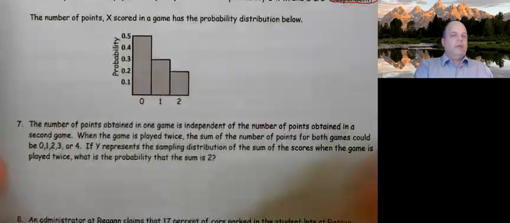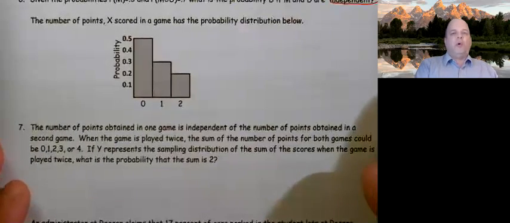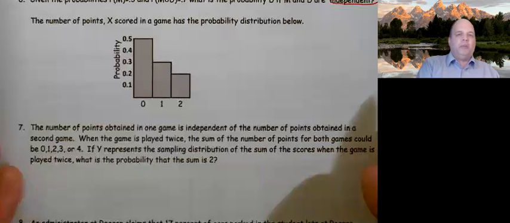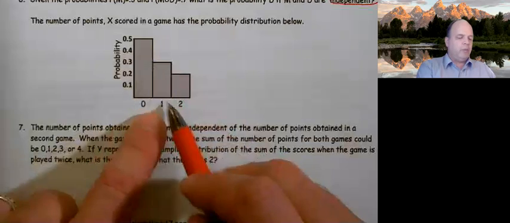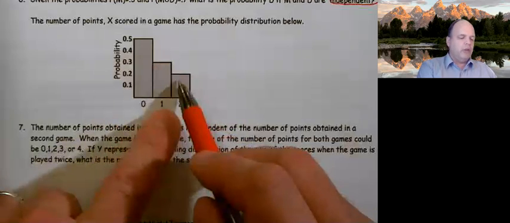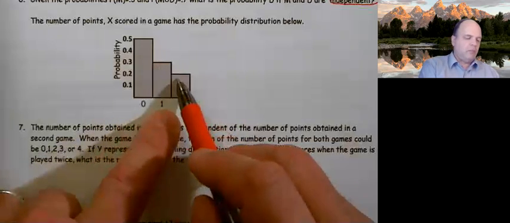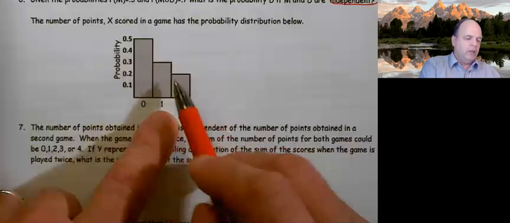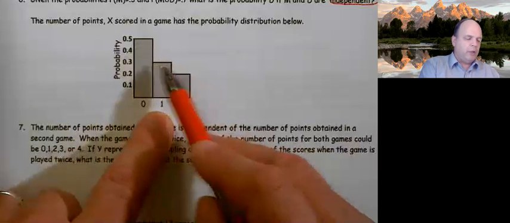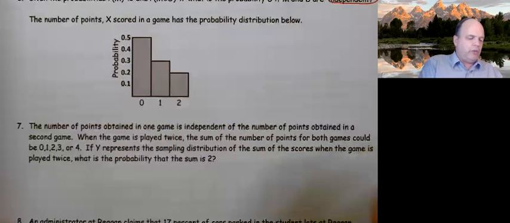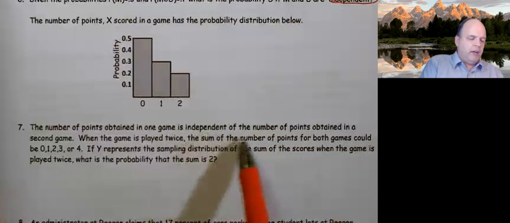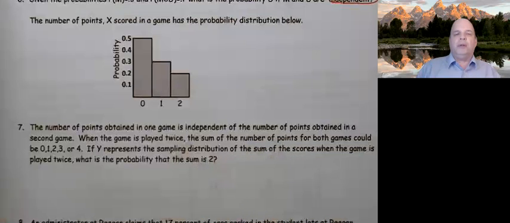All right, the number of points X scored in a game has the probability distribution below. In other words, if I play the game, the chance of getting 0 points is 50%, 1 point is 30%, 2 points is 20%. And 0.5 plus 0.3 plus 0.2 adds up to 1 whole, so that makes sense for the distribution. The number of points obtained in one game is independent of the number of points in the second game, which means that we can multiply if we need to.